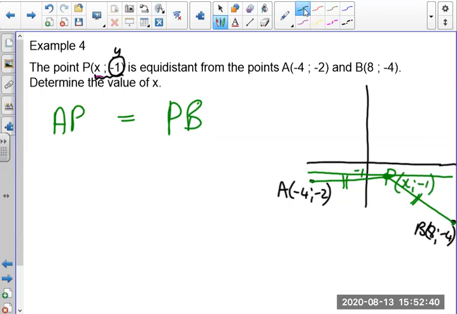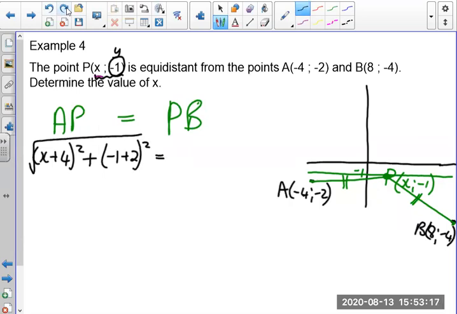I take the x's first. So x minus minus 4, x minus minus 4 squared, plus the y coordinates, minus 1 minus minus 2, squared. Now remember, there's actually a square root sign, but do I have to write it? No, I don't have to, as long as I square the right-hand side as well. I'm going to leave it like that.